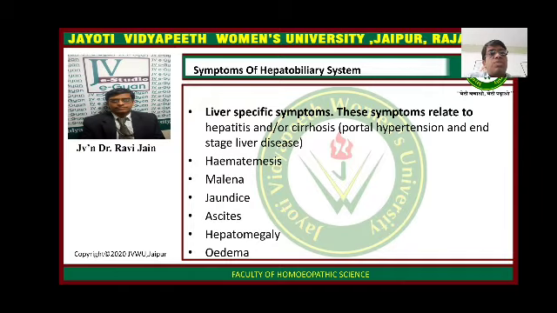The symptoms include hematemesis, that is bleeding through upper GI tract, melena, that is blood through the stool, jaundice, that is the yellowish discoloration of the skin, conjunctiva, ascites, that is accumulation of fluid in the body cavities, hepatomegaly, that is increased size of the liver, and edema. These are the specific symptoms that will direct your attention towards the liver disease. These are hematemesis, melena, jaundice, ascites, hepatomegaly, and edema.